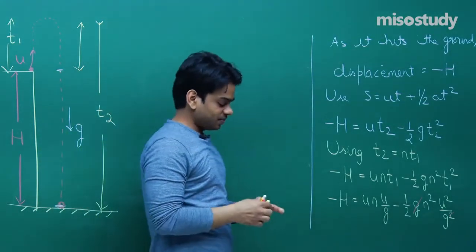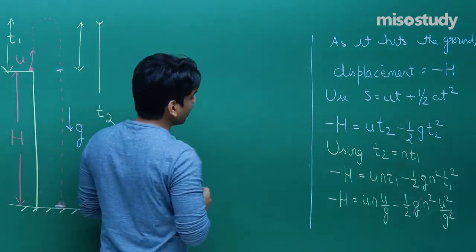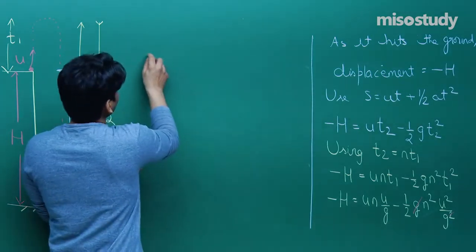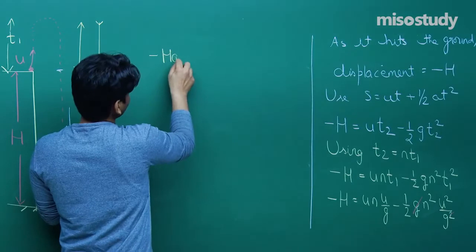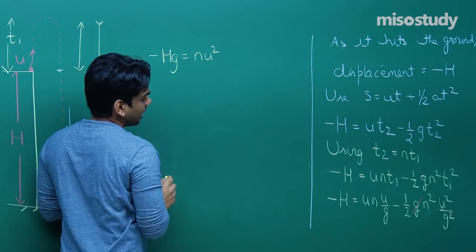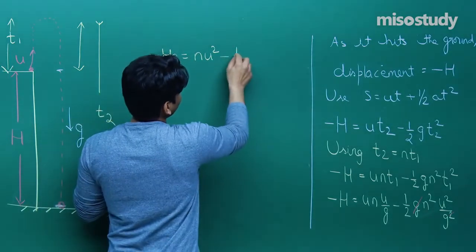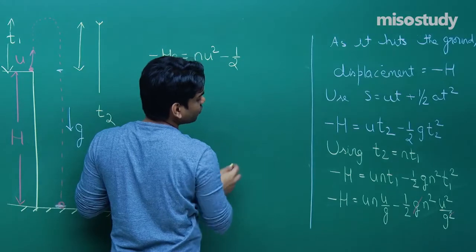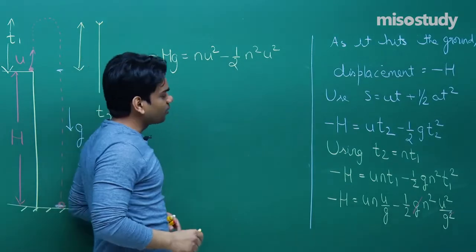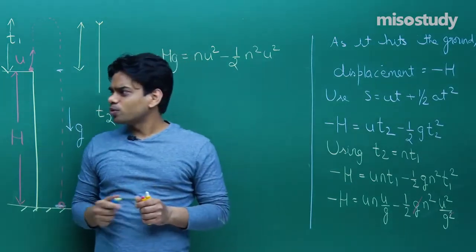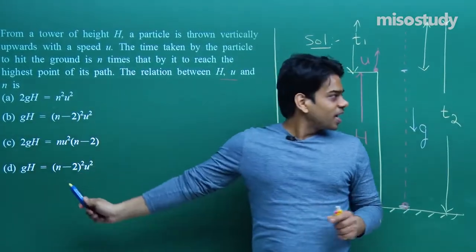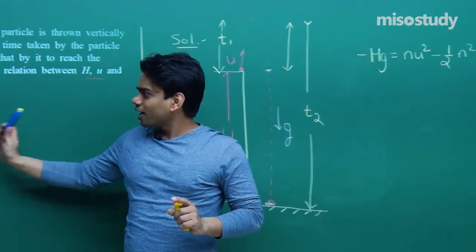Let me simplify this. Now from here, if I multiply everywhere with g, I will be getting minus hg is equal to nu square and minus half, and here we will be having n square u square. This is one of the things we are obtaining after multiplying the entire equation with g. Now let's try to observe the options. You see here, gh here we are having, and here we are having also gh, but here we are not having something in the half.